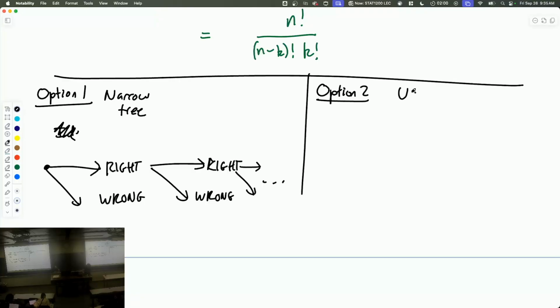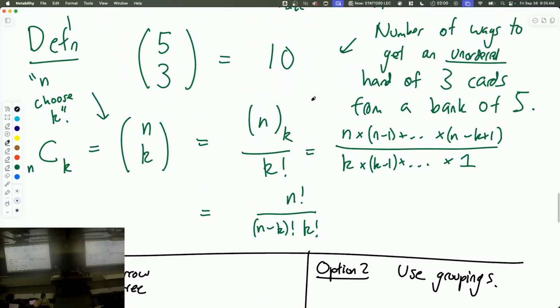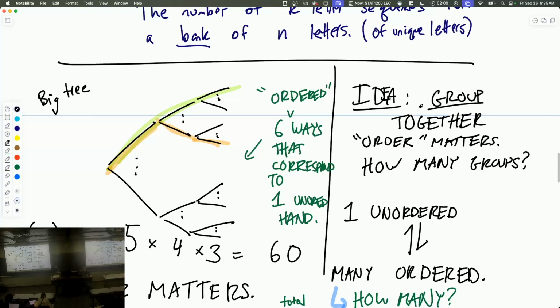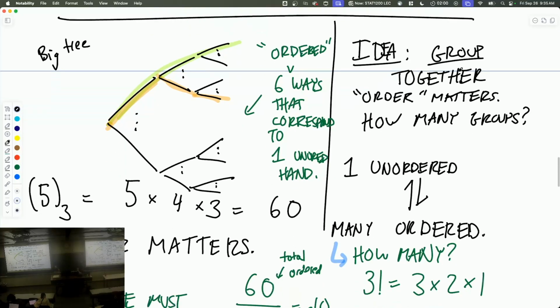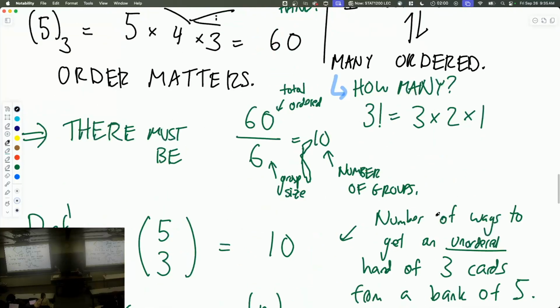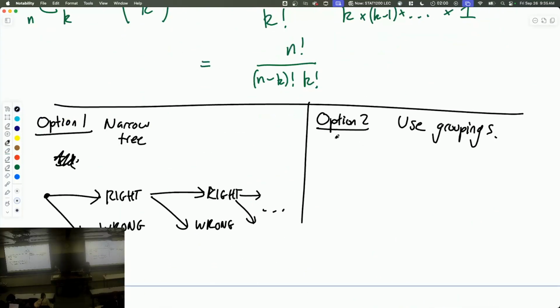Option 2 is use groupings. And groupings was this idea we did before, which is when you want to do ace, king, queen, you group together the situations where they are the same cards but in a different order. And we saw that one unordered way was the same as many ordered ways, and we know how to count those. Those were like things like 3 times 2 times 1 in each group. And so in pepper, you can imagine all the tiles are labeled.